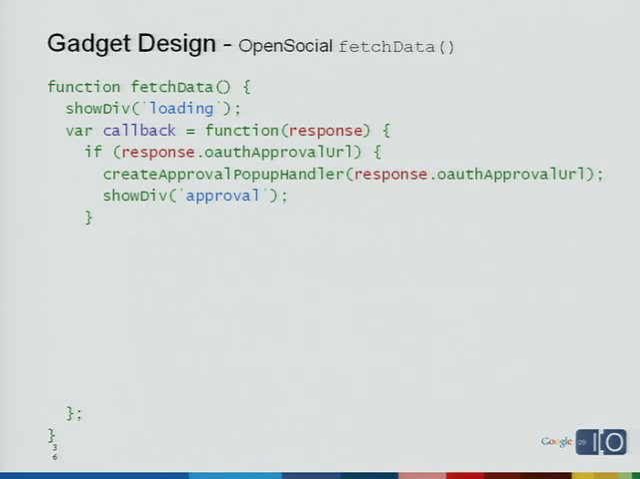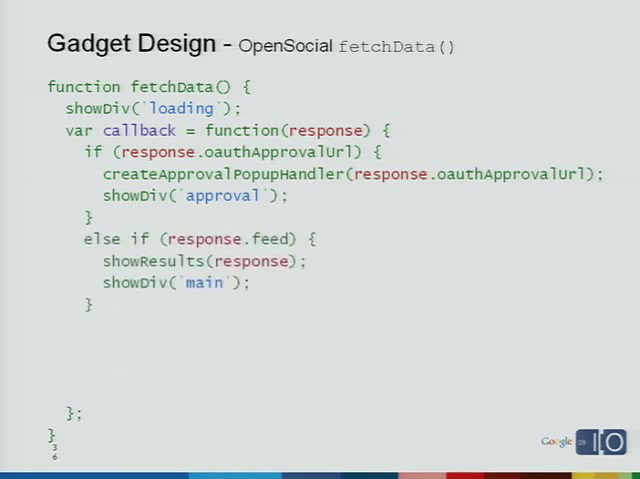So if we have that, we know what state the gadget's in. So we're going to create a pop-up handler, and we'll take a look at that, and just pass that the URL that we want the user to go to. That's the OAuth approval URL. And then we're just going to show the approval state, waiting for the user to make that action. So if we're now actually authenticating, the user has gone through this process, we'll use this same fetchData function, and we'll try to fetch data again.